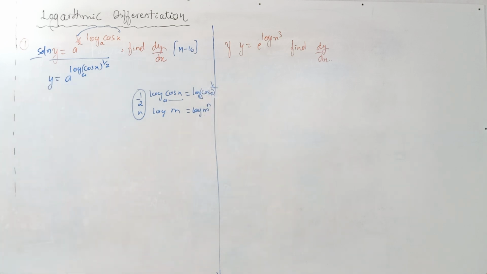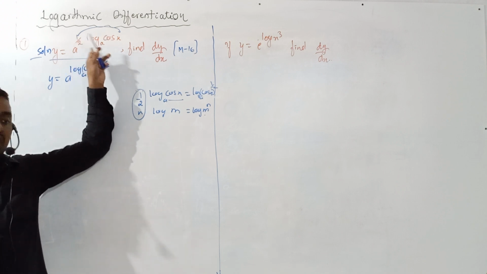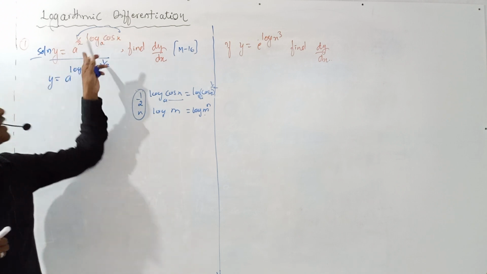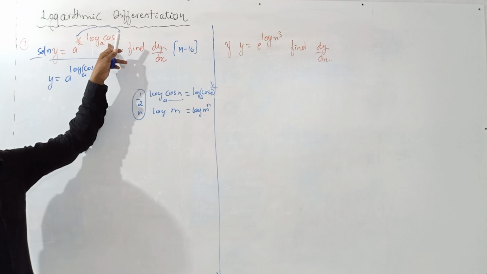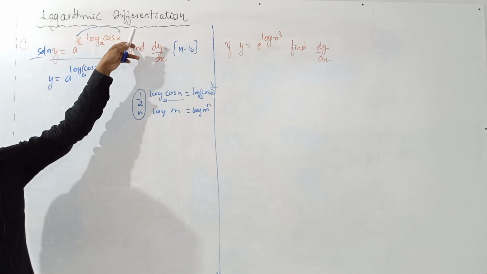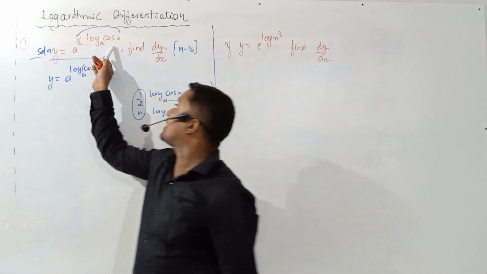Clear? In the first step, we are using the property that n into log m can be written as log m raised to n. Here n is 1 by 2 and m is cos x. We take 1 by 2 up as the power, so 1 by 2 is n and m is cos x.